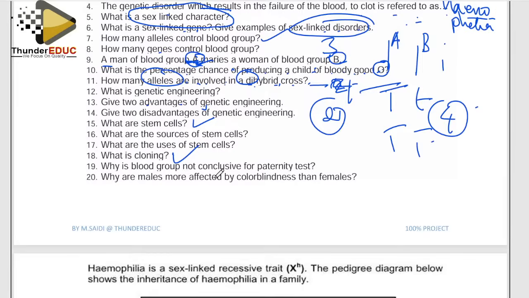Then they're asking, how many blood groups? Why is blood group not conclusive for a paternity test? Because there are so many people who share the same type of blood group.